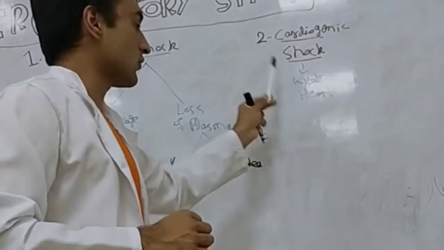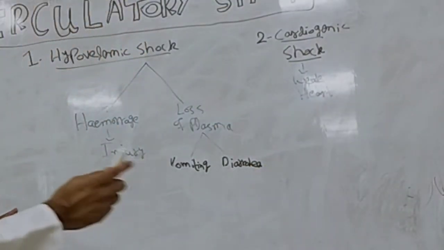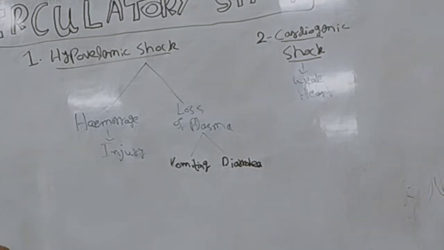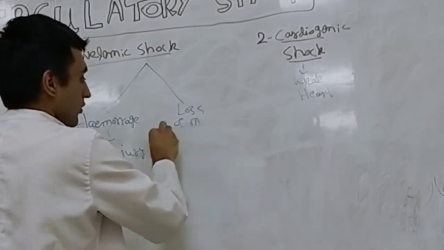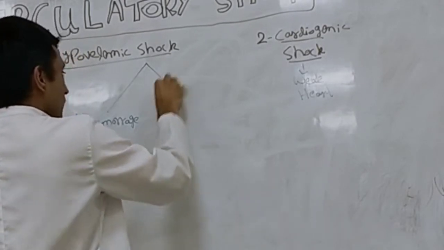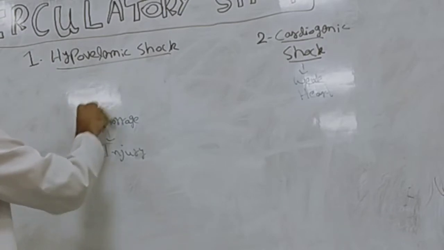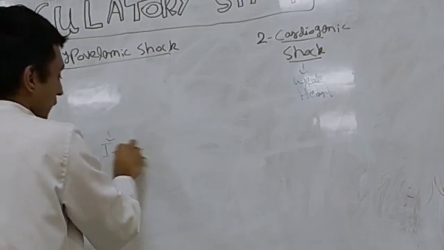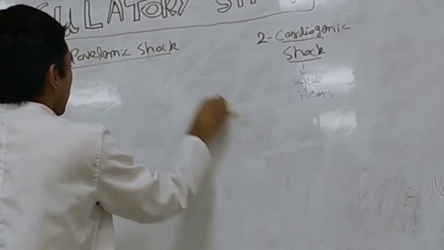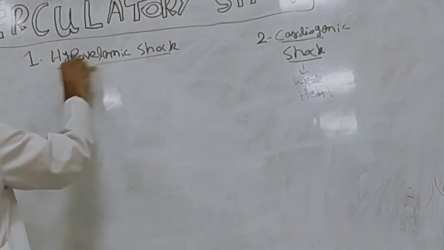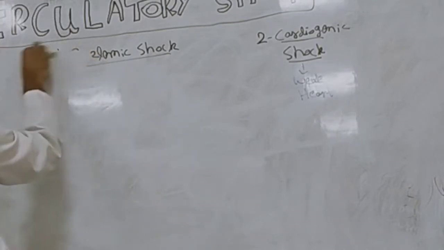So cardiogenic shock occurs. Now the third type is a detailed one we will talk about now. The third type, that is the distributive shock. What is the distributive shock? Distributive shock is classified into two types. We have sepsis and we have anaphylaxis.